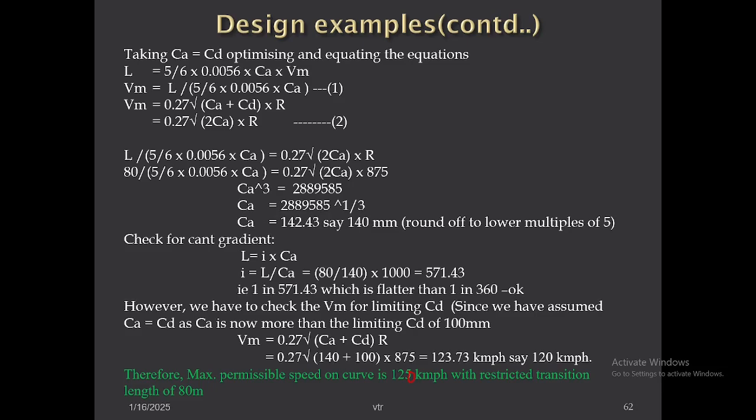This is about this example problem: how we have to find out the maximum speed on the curve when the length of transition is restricted to a certain length.